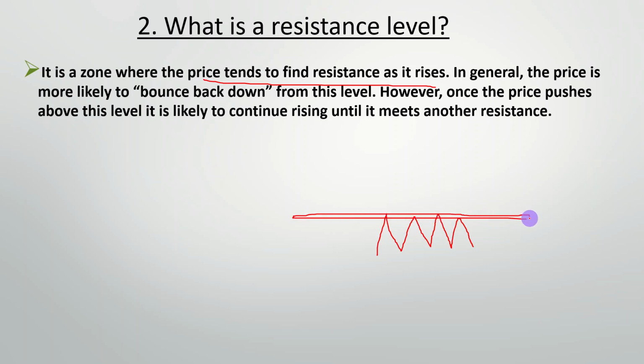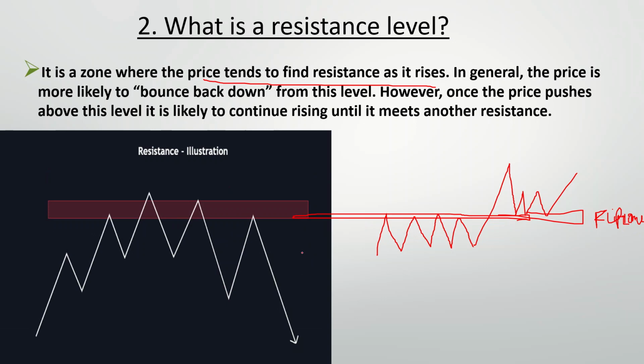The price is getting rejected from this level, and once it breaks, then it is a breakout, and this resistance will become a support for the price. So that is what we call a flip zone. This is a flip zone, and this flip zone gives us some trading opportunities.